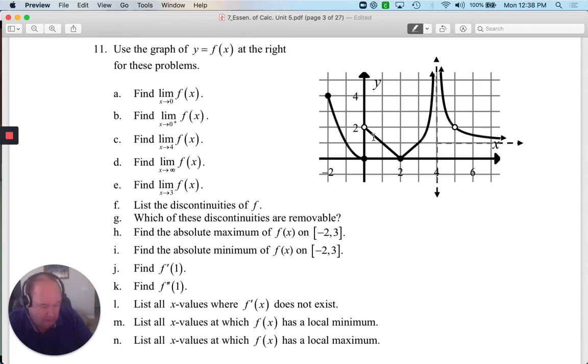At 2, it does not exist because the left and the right don't agree, kind of like an absolute value corner there. At 4, it does not exist because of the asymptote, and at 5, it does not exist because of the hole. So 0, 2, 4, and 5.